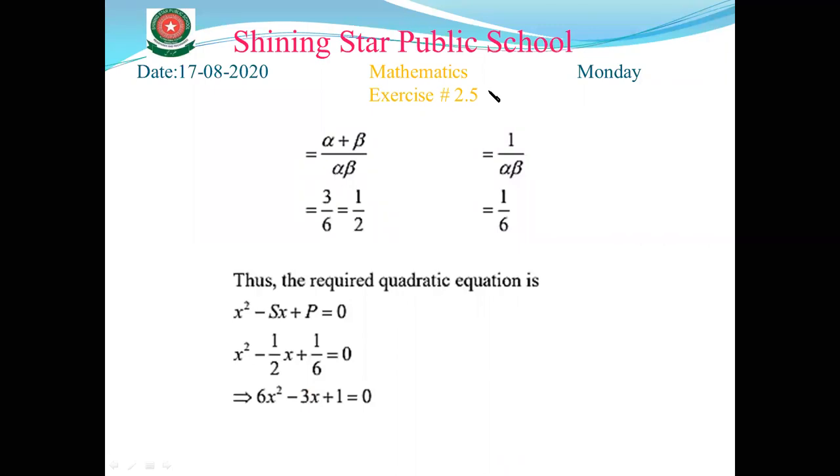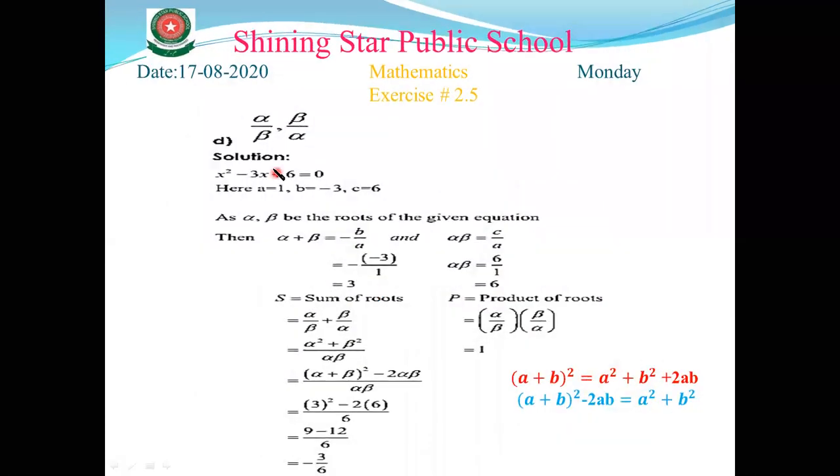Okay. Now, next part, alpha over beta, beta over alpha. Okay. Now, x square minus 3x plus 6, again the previous equation. So again we find the sum of the roots and the product of the roots, and we get x square minus 3x plus 6 is equal to 0.